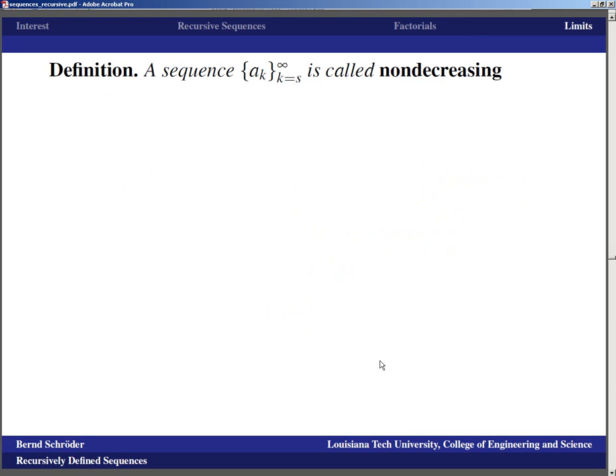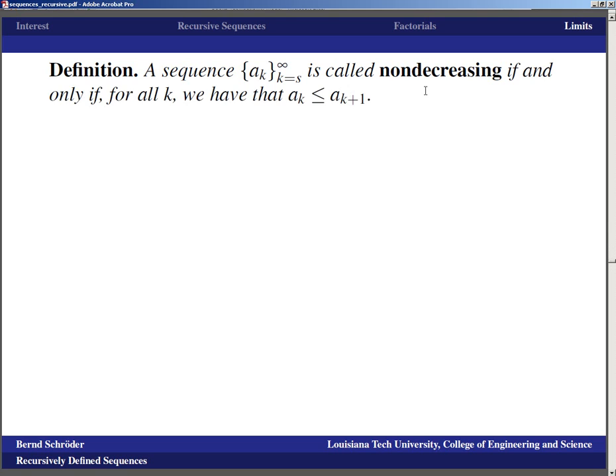Now we're going to talk about limits of recursively defined functions, and that's already the last part of what we're doing here. And to compute limits of recursively defined functions, we first have to actually establish that the limit exists. And to do that, we need some more definitions.